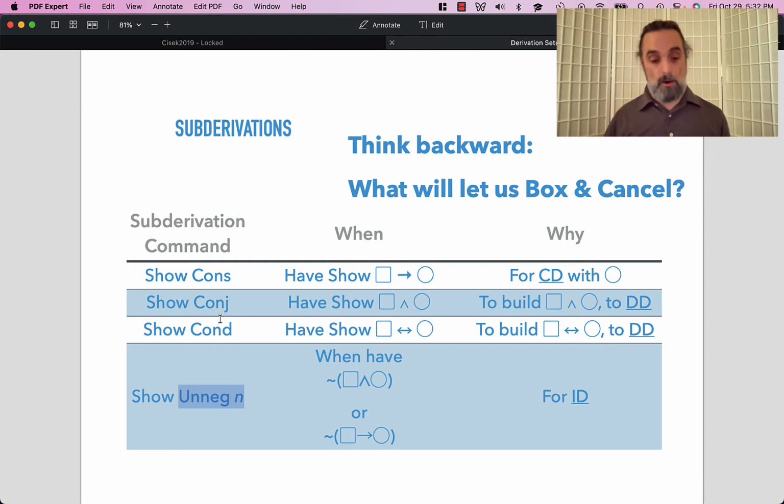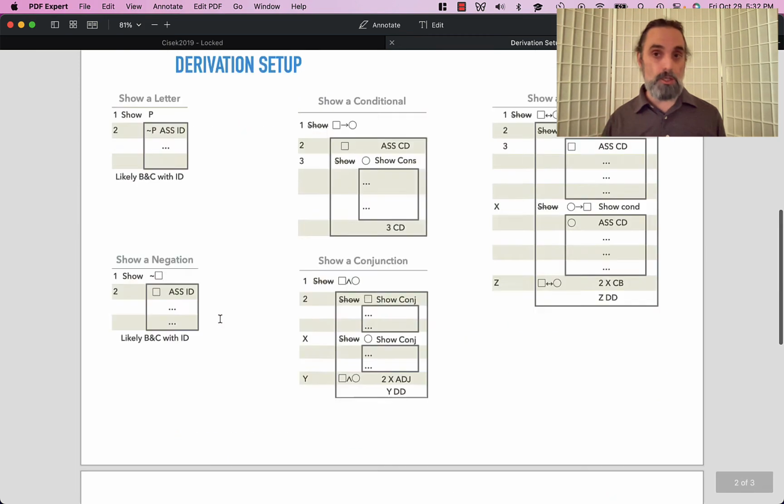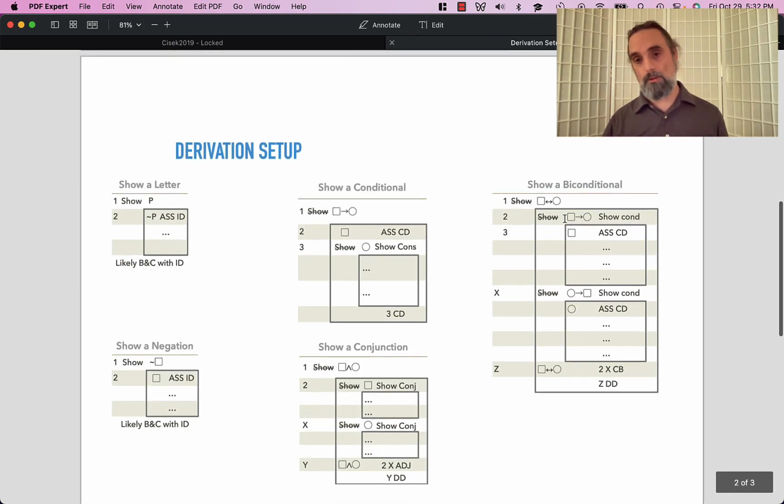So that's our strategy for getting a biconditional. Do subderivations of the two pieces. And I will do another example in another video, but that's how this strategy works.